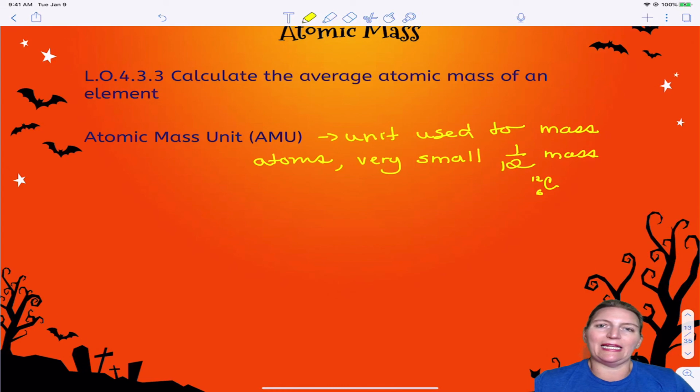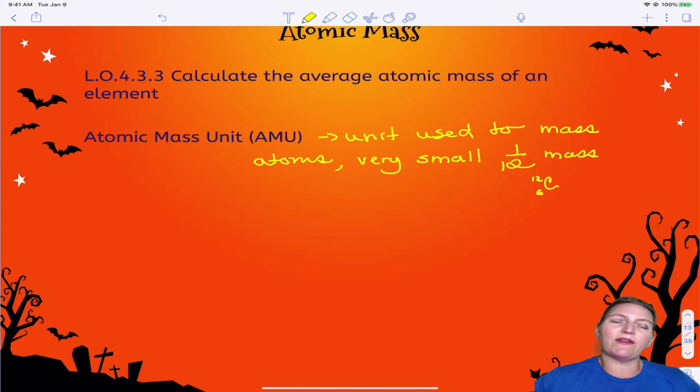So basically it is the average mass of a proton and a neutron. A proton and a neutron weigh very similar masses, but not completely exactly the same. So therefore, an atomic mass unit is not exactly equal to the mass of a proton or a neutron. It is sort of the average of the two.